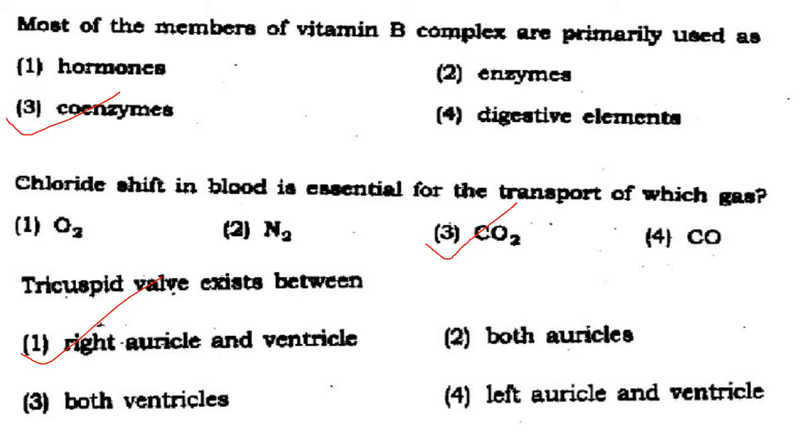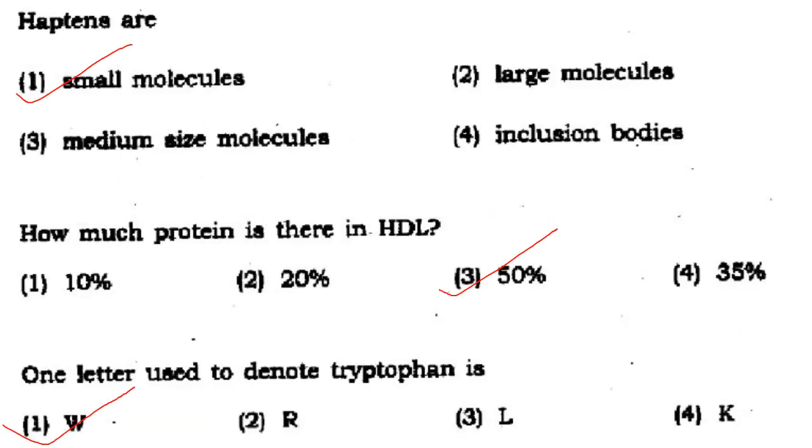Tricuspid valve exists between right auricle and ventricle, both auricles, both ventricles, and left auricle and ventricle. Answer is option 1, right auricle and ventricle. Next one.